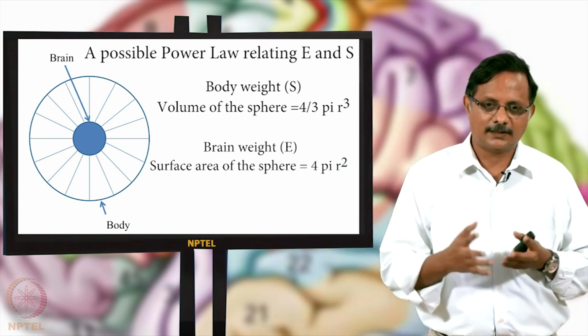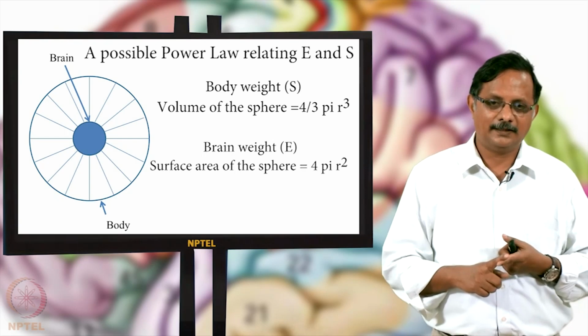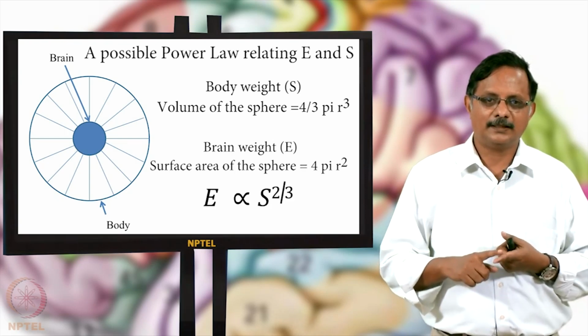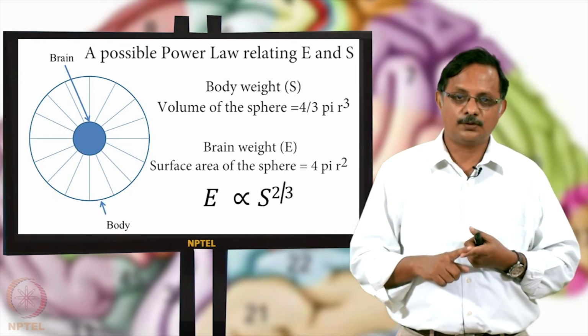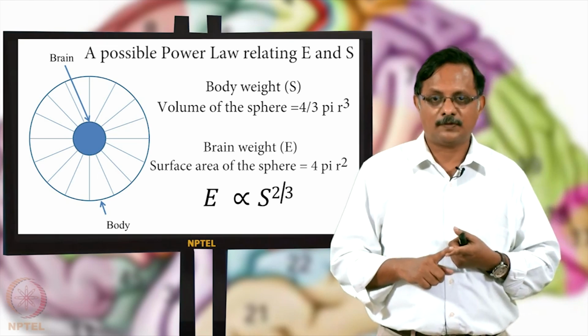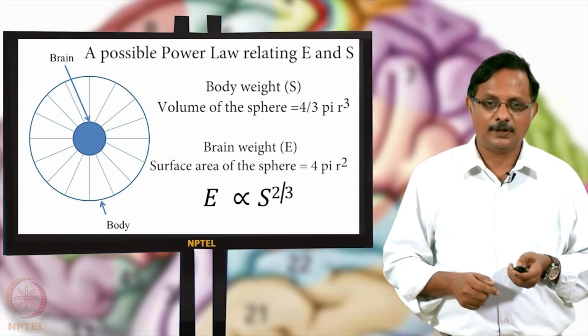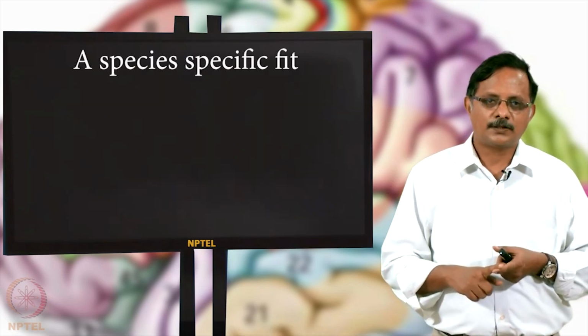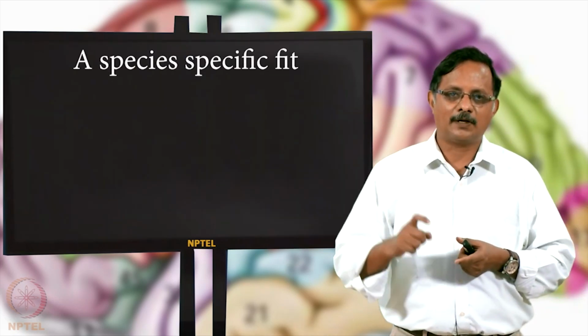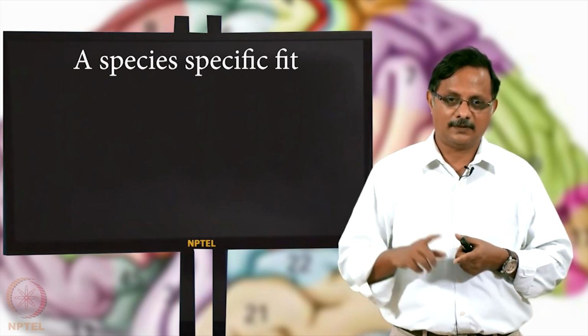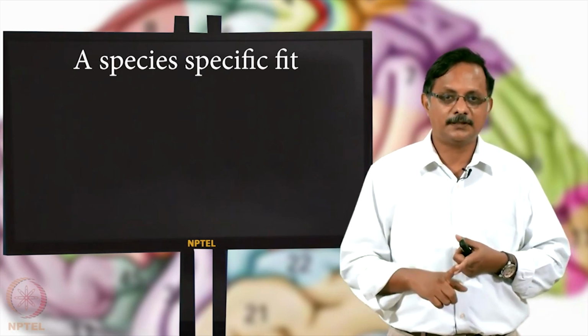So, if you buy this argument, then you have to accept that the brain weight E is proportional to the body weight S to the power of 2/3. So you have some kind of power law relating brain weight and body weight. Then people decided to fit this kind of power law to the brain and body weights of real animals, various species.